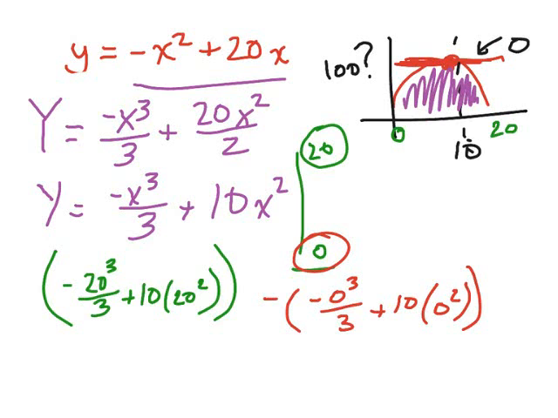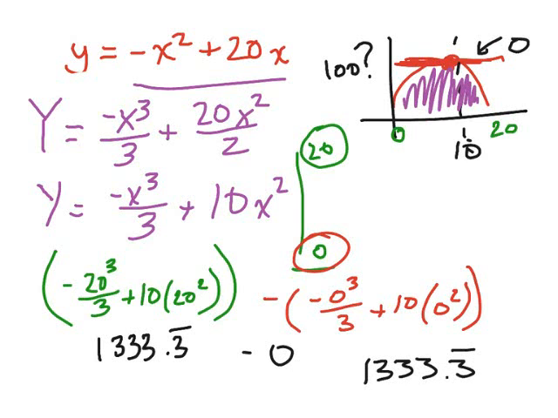Alright, so the area underneath the graph. Let's figure this one out. You can use the calculator, but this is going to equal 1,333 and a third, or 1,333.3 repeating. Minus, this is easy because we got zeros, minus 0. So the area underneath the curve is 1,333.3 repeating. Okay, so that's how you do the red bird.